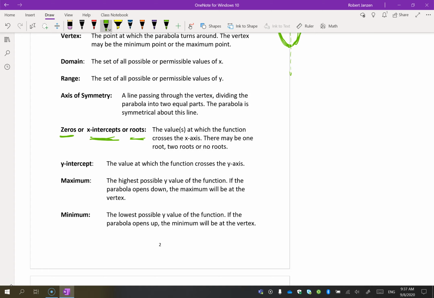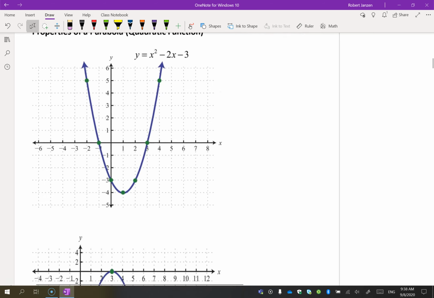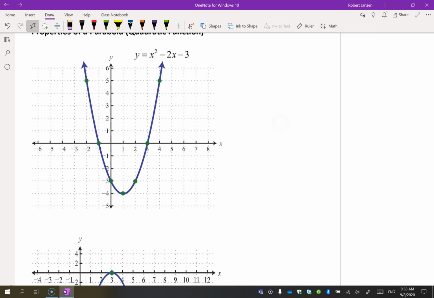Okay, the y-intercept where it crosses the y-axis, and then the graph will either have a maximum. If it looks like this, it's going to have a maximum point, or a minimum. If it looks like this, it's going to have a minimum point. Okay, so let's try a graph and see if we can find these characteristics. So first of all, we're supposed to find a vertex. We're going to do the domain and the range.